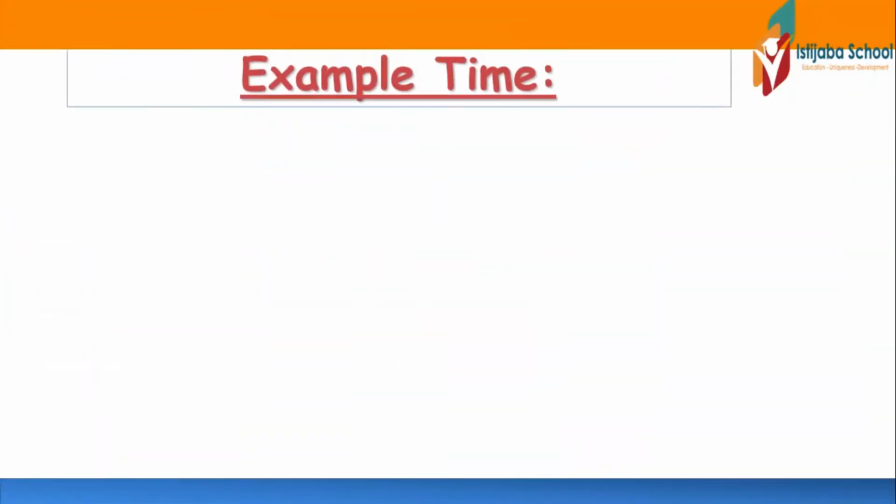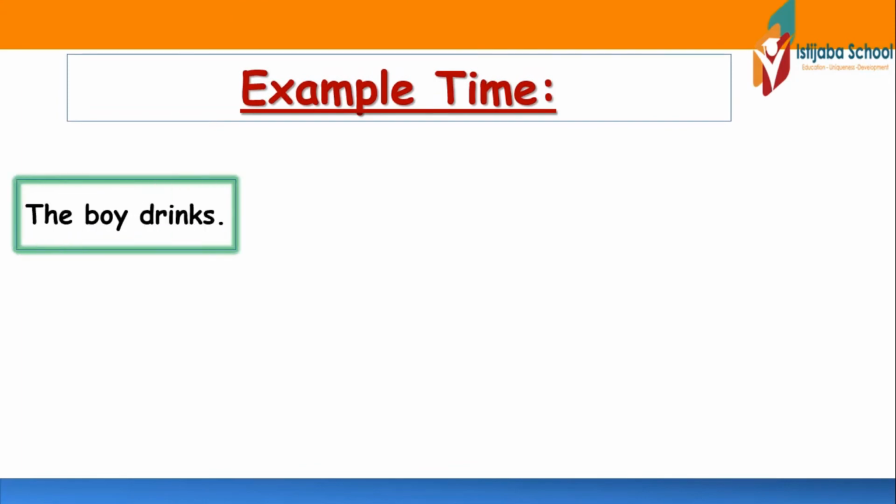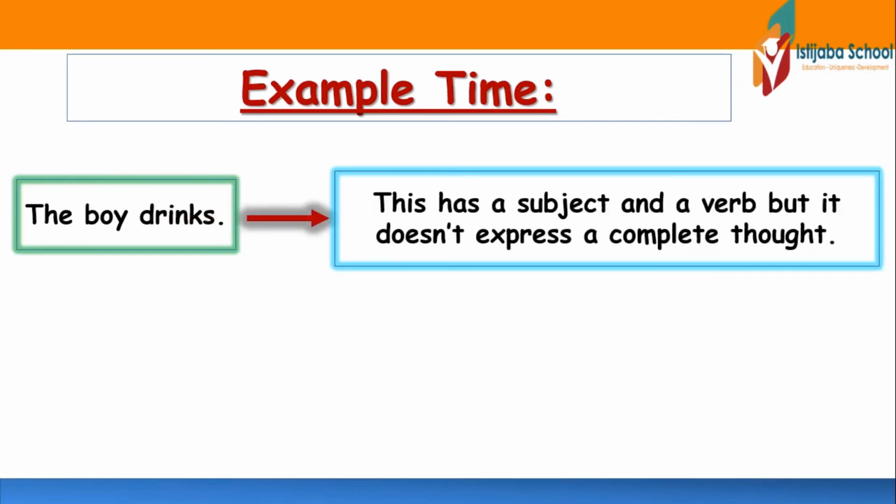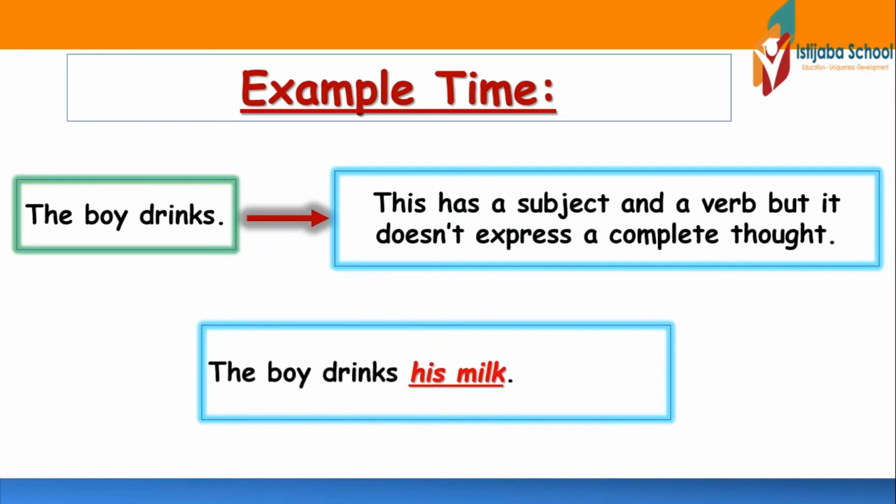The last example that we're going to talk about is the boy drinks. This has a subject, which is the boy, and a verb, which is drinks, but it doesn't express a complete thought. So in this case, I call this a sentence fragment. To make this sentence fragment a sentence, I must add an object because the verb drinks is a transitive verb that needs an object to complete the meaning of the sentence. So I say, the boy drinks his milk. That's right. This is a complete sentence.